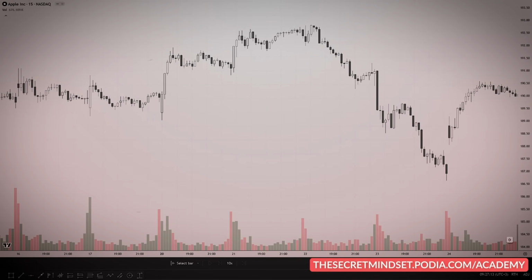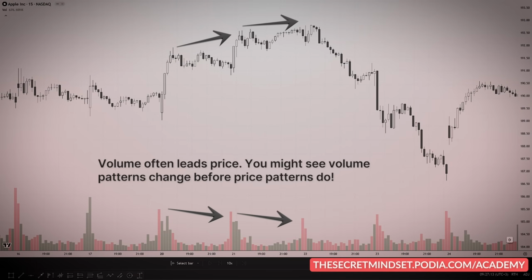And one final point about this: volume often leads price. You might see volume patterns change before price patterns do. This can give you an early warning of potential trend changes.